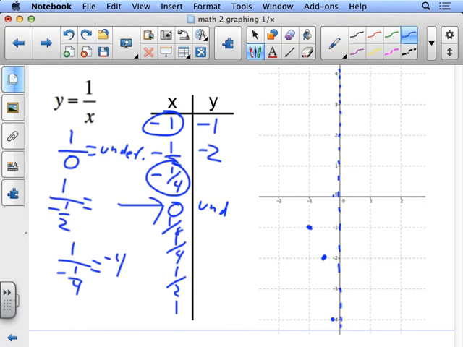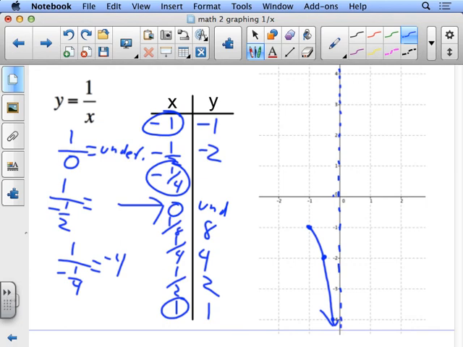So what's happening is this side, as it approaches from this side, is going down there. It'll never cross that vertical asymptote, but it gets closer and closer. Same thing is happening from the other side. I plug in 1, I'm going to get 1. I plug in 1/2, I'm going to get 2. 1/4, 4. 1/8, I'm going to get 8.